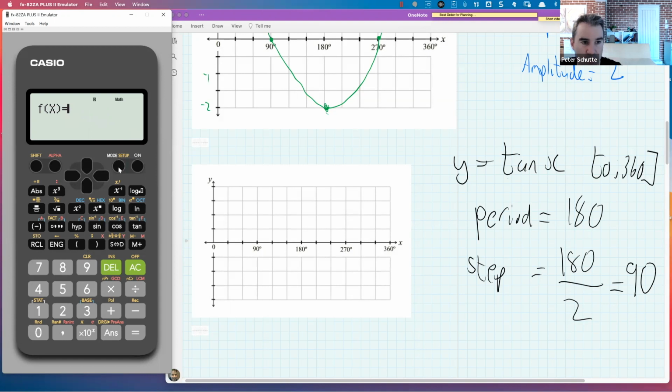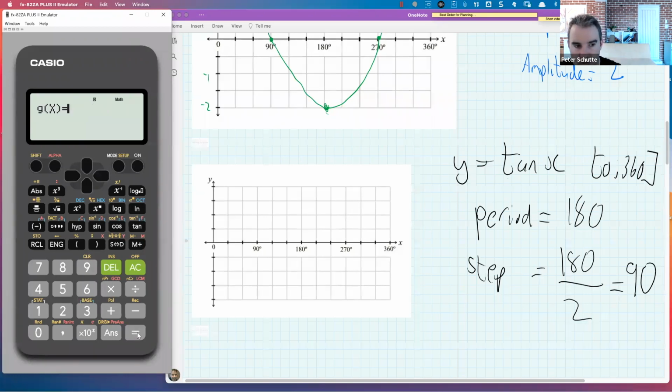I go to mode. I'm already in table mode, but if you weren't, you go mode 3 for table, and now you get your function. I'm trying to draw the tan graph. So I click on tan, and then I hit alpha, which is like the red key, and X to get the X variable as an input. Close my bracket, and now I'm ready to roll.